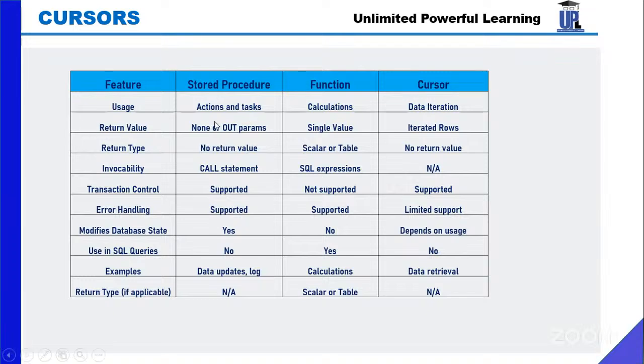Regarding return values, a stored procedure has none or an out parameter. That means a stored procedure either returns or uses an out parameter, but a function always returns a single value. But here, just row by row, it can iterate. So one record you are going to get. Return type: no return value. For a function, scalar or table, so the return data type can be anything. For a cursor, no return value here; it is not a value.